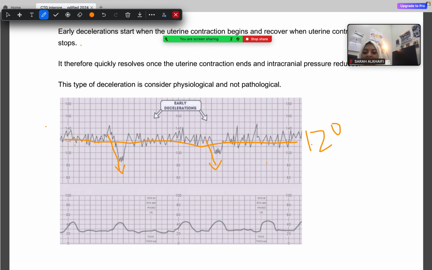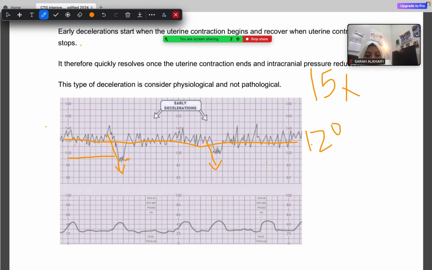And how much did it decrease? If the baseline was 120, it reached all the way down to 90. So that's a big difference, about 30 or more. You see the difference is more than 15, which is the first part of the rule. It decreased by more than 15. And then if you notice, it stays down there for a while. Here at 90, it stays about 30 seconds on the low edge.